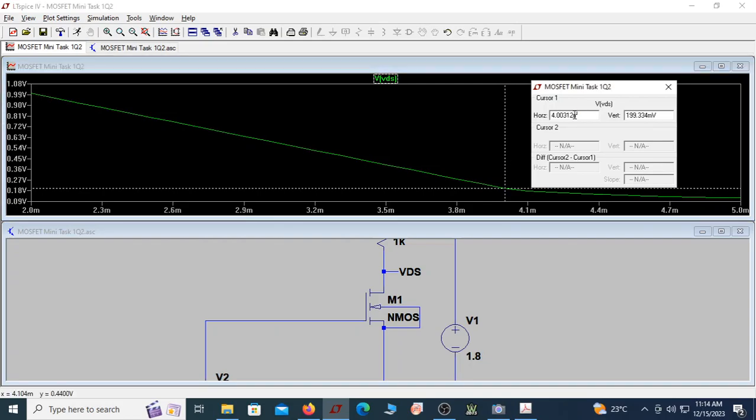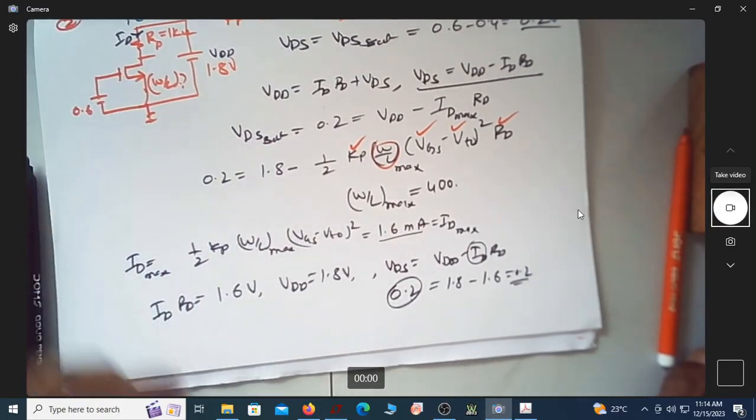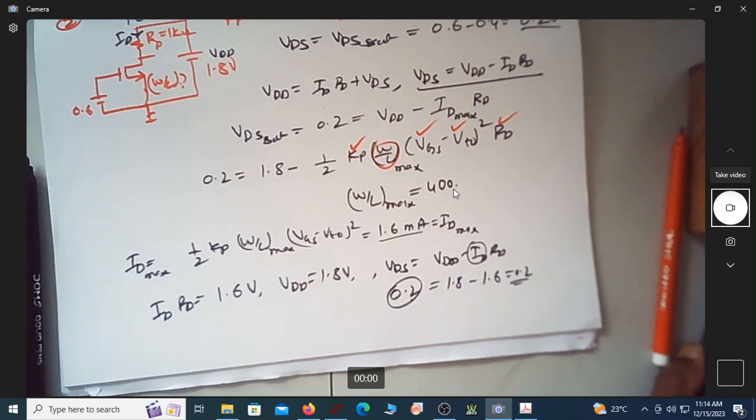You can see this is almost 4000 micro. 4 milli is nothing but 4000 micro. So it is almost 200 millivolt. So what we actually saw here is for a value of W by L of 400.